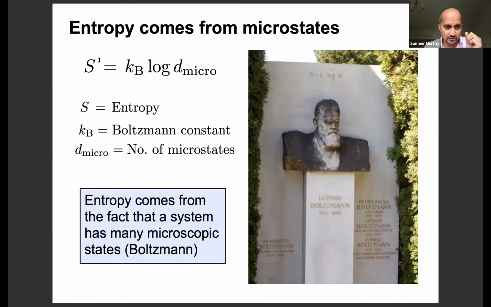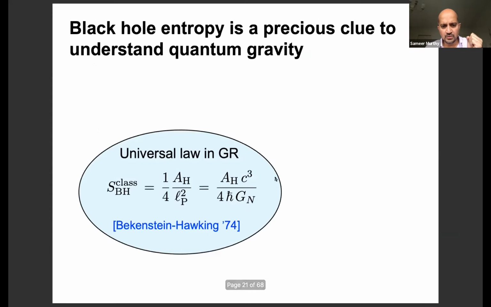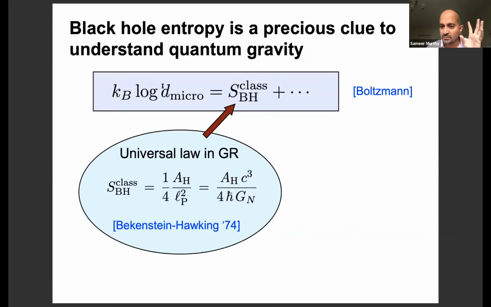So the Boltzmann formula says that the entropy should be the Boltzmann constant times the logarithm of the number of microscopic states of the system. Now, if you combine this with the black hole entropy formula, it tells you that this black hole entropy must be equal to the logarithm of some number of microscopic states, which you can associate to the black hole. Of course, it's not exactly right, because Boltzmann's formula only holds in the thermodynamic limit, when the size of the system becomes very large. That's what I've shown here by these dots.